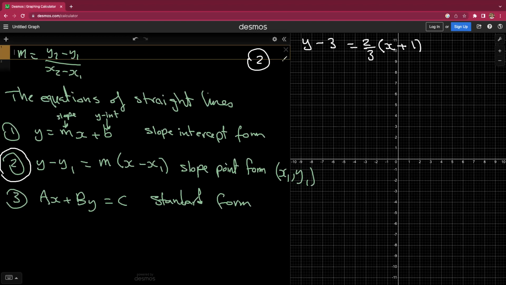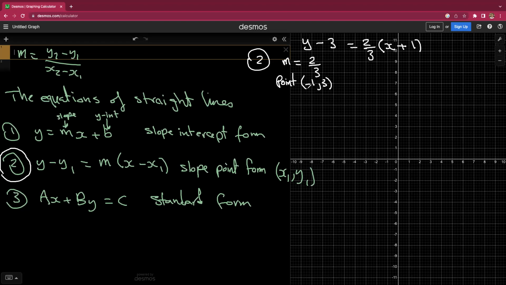So first of all, what's my slope here? My slope is 2/3, because the slope is the m. M is right here. Compare this to this: y minus y1, which is 3, and the slope, which is m, the 2/3, and x minus x1, and x1 here is -1. So now the slope is 2/3, and my point is the x and the y value, except you have to change the sign every time. So x plus 1 means the x is -1. And y minus 3 means the y is +3.